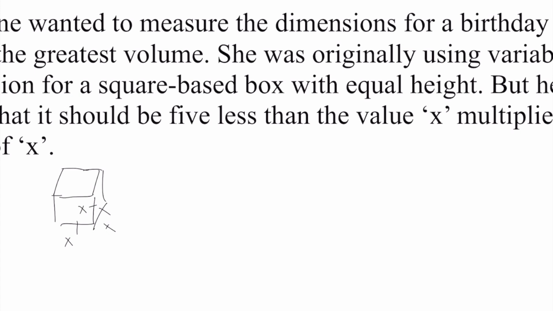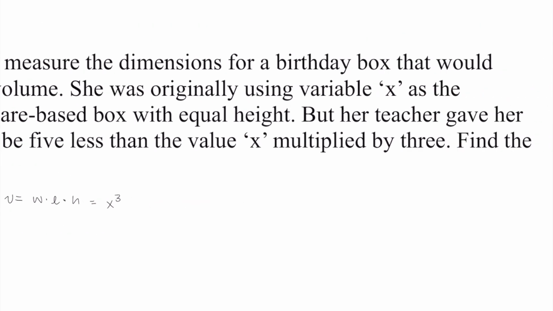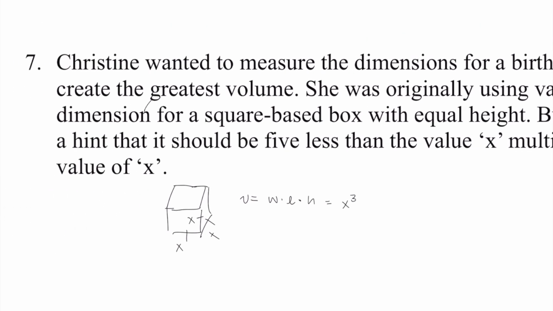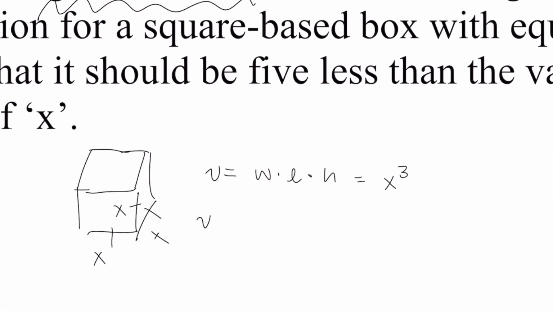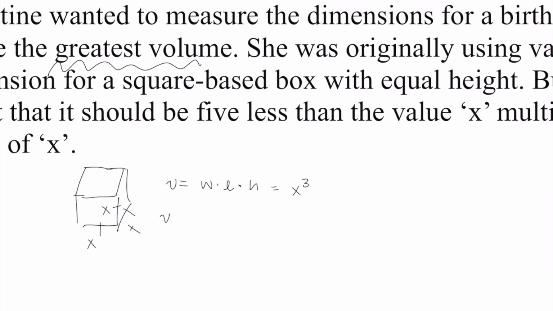Okay, so the volume equation is usually width times length times height, right? But in this case, width, length, and height are all represented by the same variable x because they're all the same length. So volume here would be V equals x to the 3rd power, or x cubed. And then this is an optimization problem to create the greatest volume. So for this one, you would need to take the derivative of the V value to get the dimension for the greatest volume.